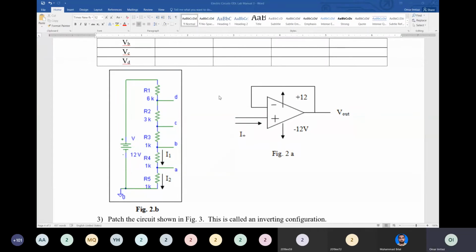So I2 plus I positive should be equal to I1. Yes, Abdullah Sabur, I2 plus I positive should be equal to I1, and I positive will almost always be equal to almost 0. So I2 should be equal to I1. You are correct.